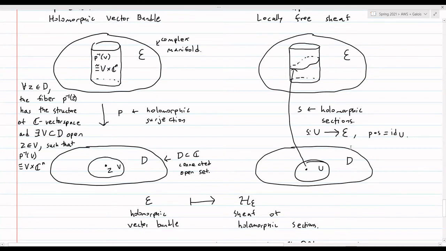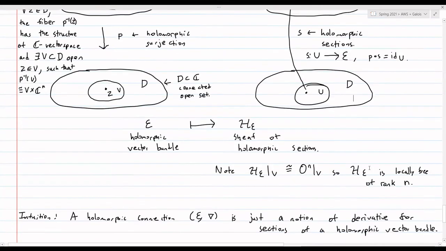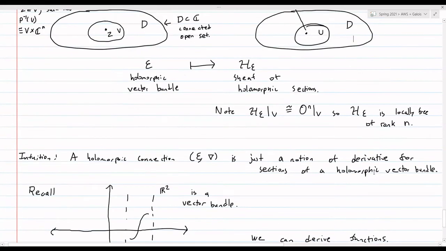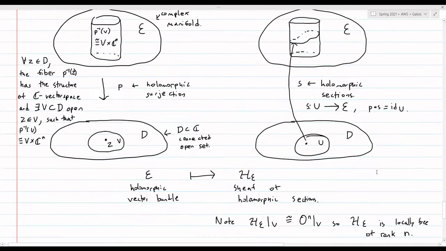Right. Yeah. Okay. So yeah. Any other questions? So the claim is that this gives an equivalence of categories between the category of holomorphic vector bundles on D and the locally free sheaves on D.